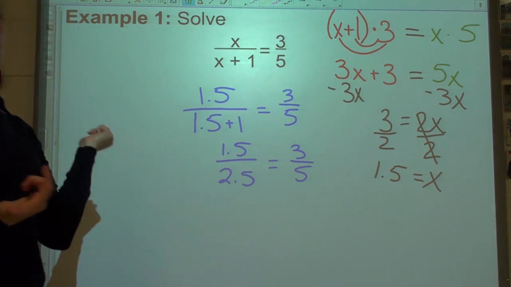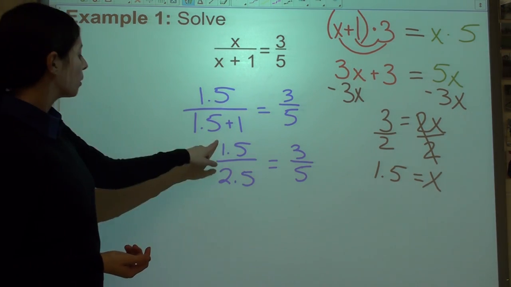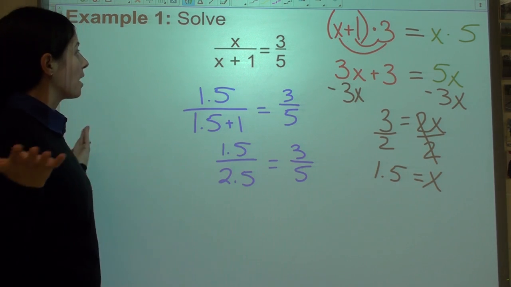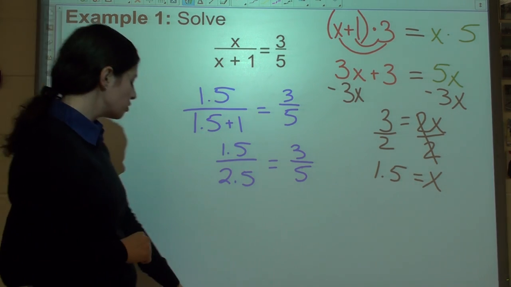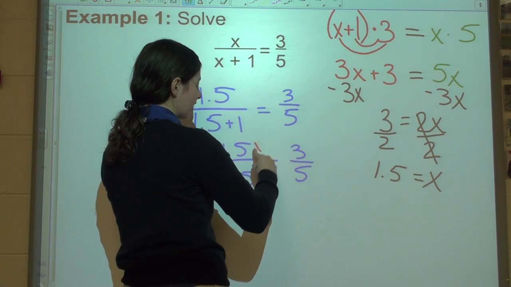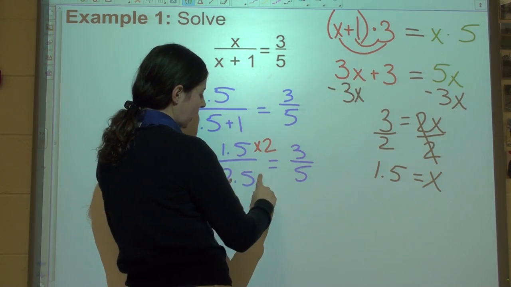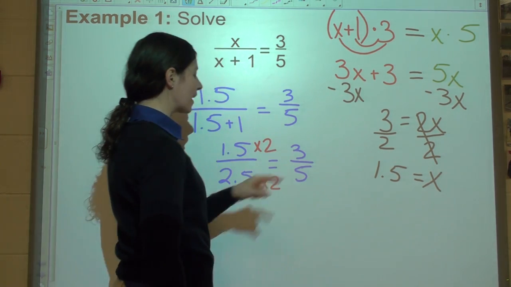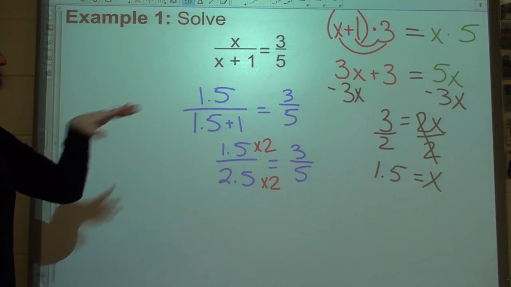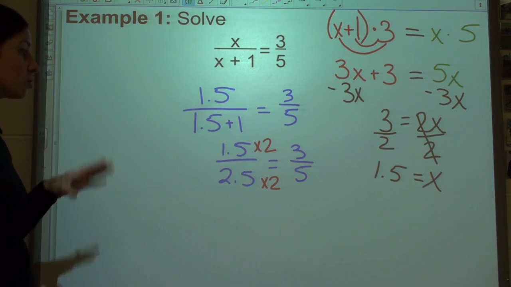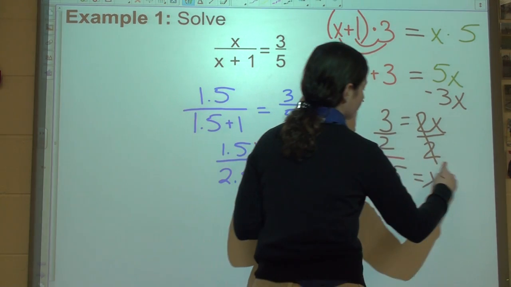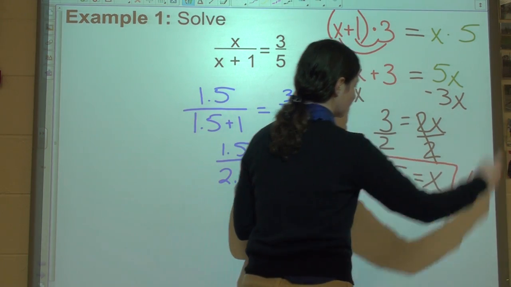Now, most of you are probably going to verify this on a calculator, doing 1.5 divided by 2.5. I don't have a calculator with me right now, but I do realize that if I multiplied 1.5 by 2, I get 3. And if I multiplied 2.5 by 2, I get 5. So these are, in fact, equal ratios. So I didn't make a mistake. So I'm going to go ahead and put a box around my answer and put a little check mark.